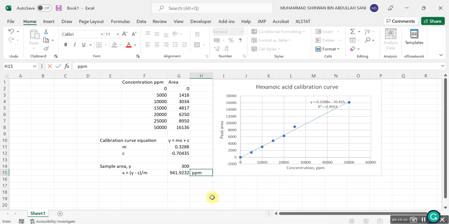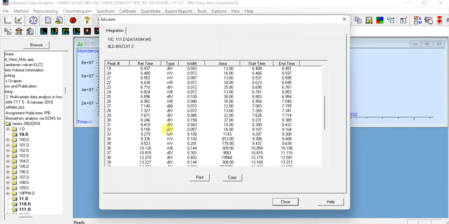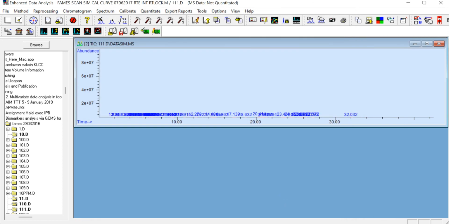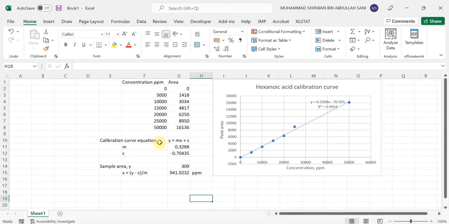So I think that's all from me. This is for those who are asking about how to do a quantification and establish a manual calibration curve using this GCMS data. What you need in the first place is the retention time of your particular compound, and then you need to know the area, for both the calibration standards and the sample as well. By using this area and the retention time, you can identify the concentration of one particular compound in the sample.